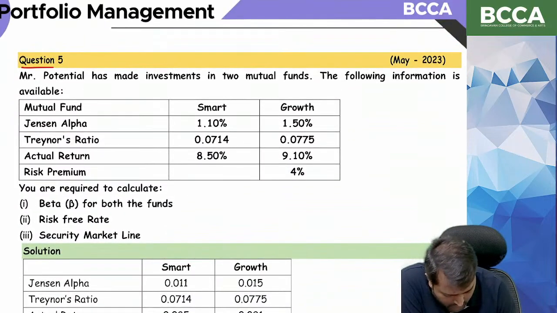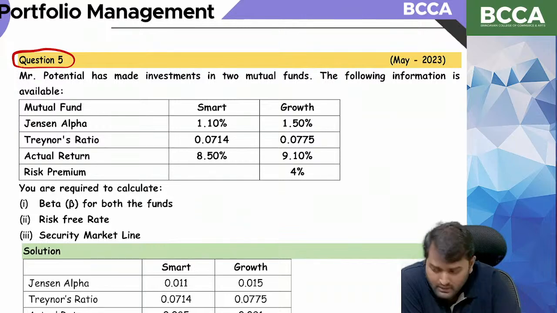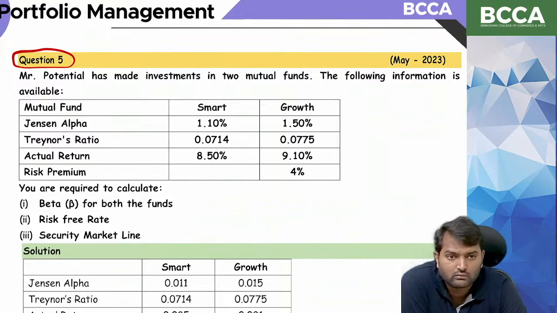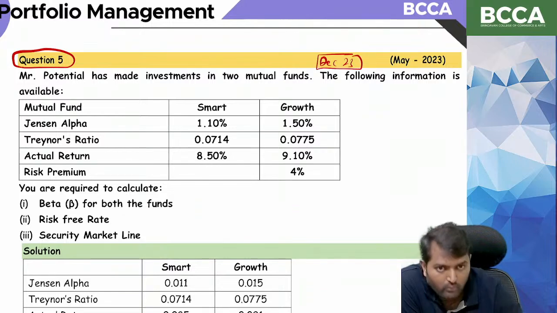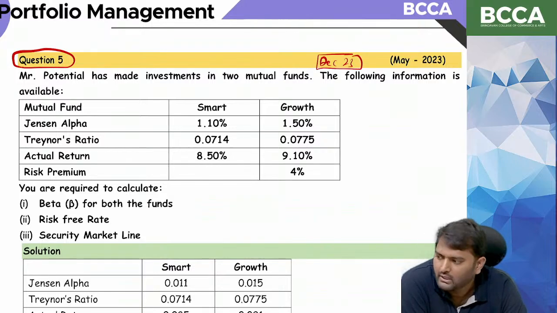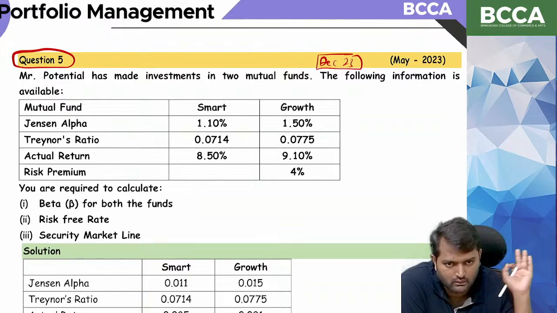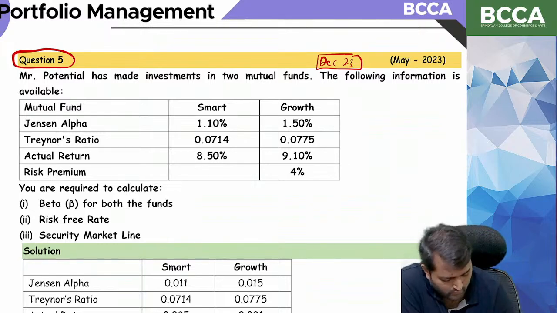And in additional questions, question number 5. This is a CA Final May 23 question. This has been asked in December 23 new syllabus also. A CA Final past exam question, that is a May 23 question, asked in December 23. So from the CA Final May 23 question paper, 3 questions were asked. This is one among them. Question number 5.